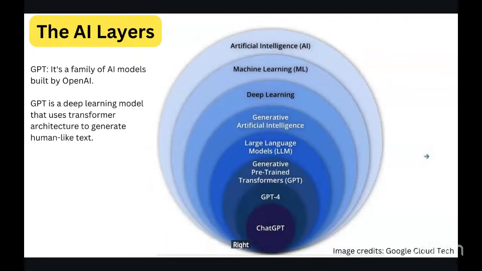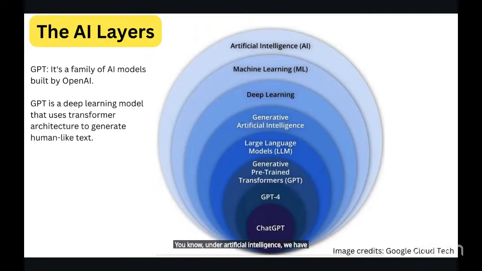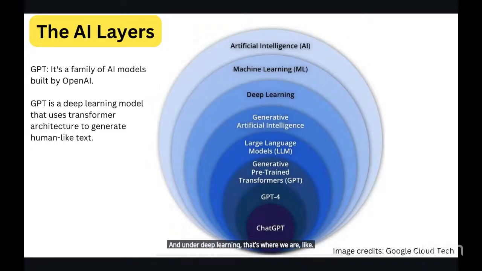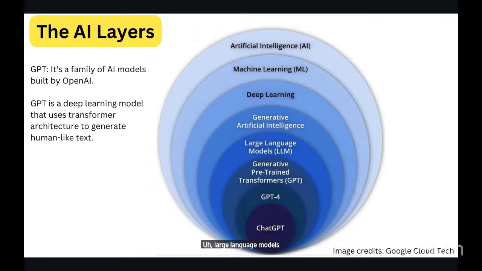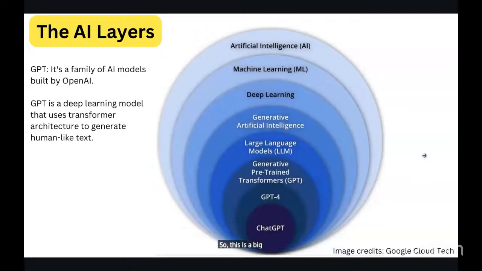So coming to the AI layers, we need to understand there are different layers. AI is a big word and it's a big ocean. Under AI, these are different layers we need to understand, right? Under artificial intelligence, we have machine learning, and under machine learning, we have deep learning. And under deep learning, we will see generative artificial intelligence, what we call Gen AI. And under Gen AI, we talk about large language models, and in particular, we talk about GPT, the generative pre-trained transformers, the ChatGPT, what we call. So this is just an overview of the different AI layers, right?